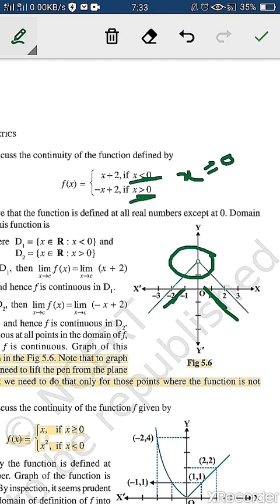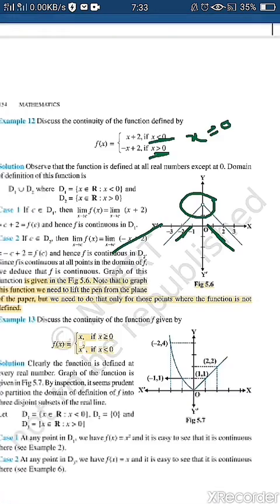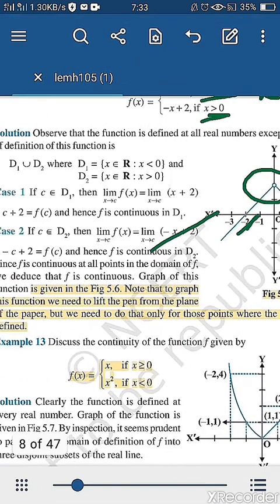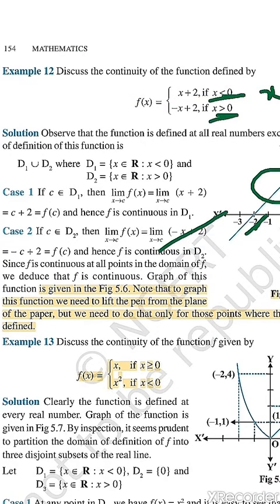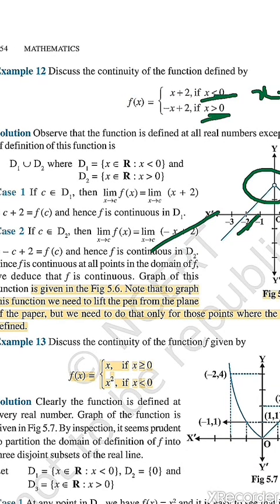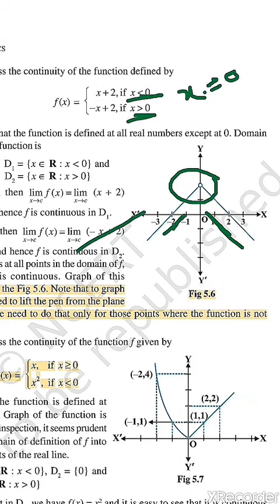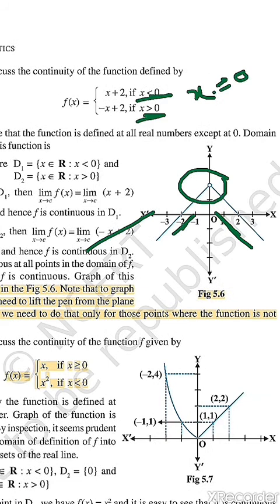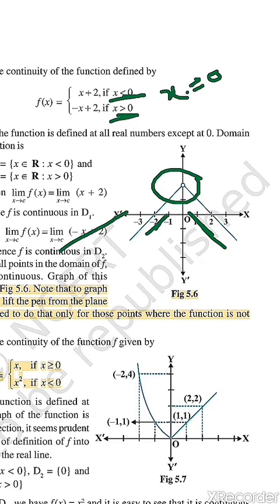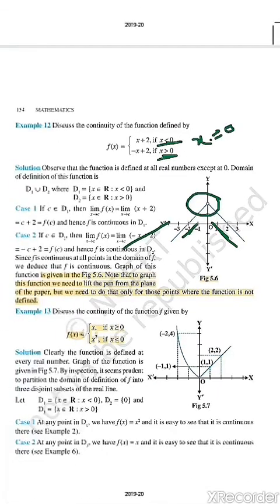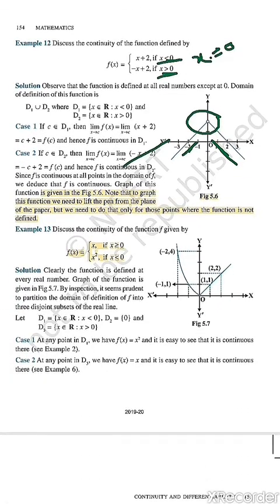So this function is not a continuous function, and very well it is written in this line, which is yellow underlined. Note that for the graph of this function, we need to lift the pen from the plane of the paper. It means at x equals 0, we have lifted the pen, and then we have again put the pen on the paper and drawn for the function where x is greater than 0. Is this clear, everyone?